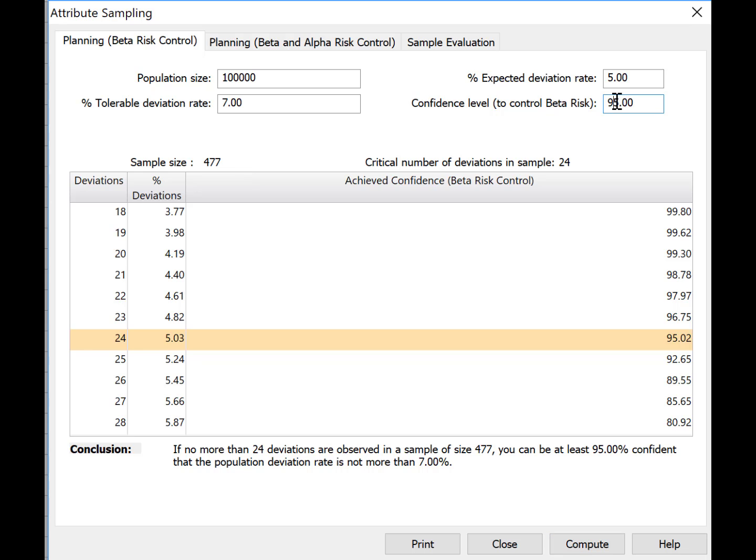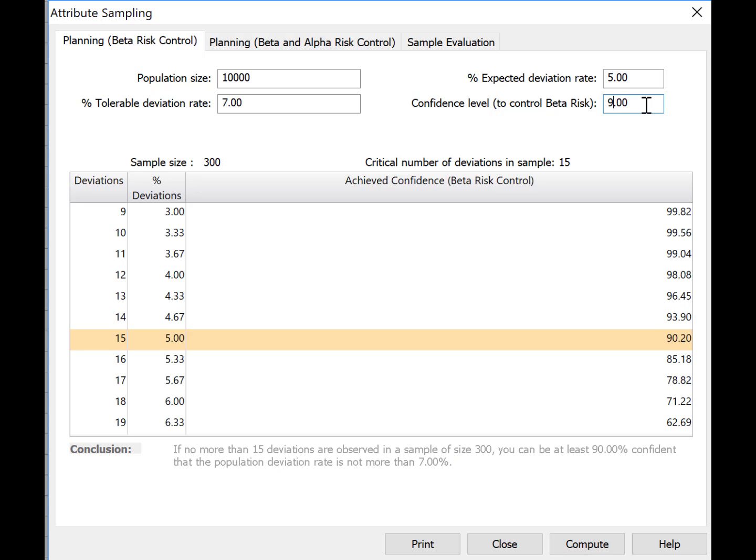Let's now go back to the 10,000 units and recompute this so that we get our sample size of 457. But instead of saying that we want 95%, we now want 90%. When we compute this, you notice how the sample size drops significantly. It drops down to 300. So the conclusion here is the greater the confidence level that we want, the greater the sample size. Let's put this back to 95.